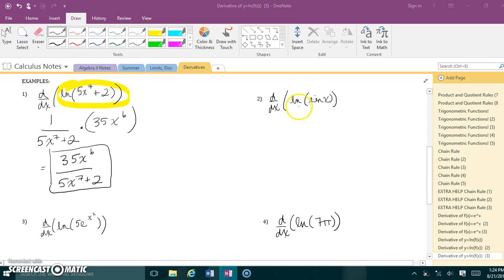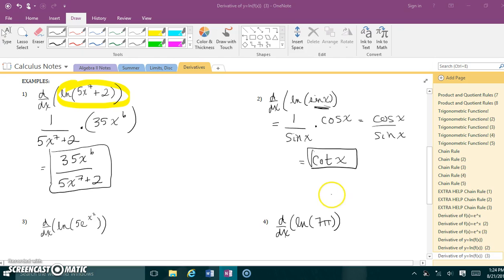Okay, derivative of natural log of sine of x. So the derivative of natural log of sine of x is 1 over whatever I'm doing the natural log of times the derivative of this. Derivative of sine is cosine, and that equals cosine of x over sine of x. Well, think back to pre-calculus. Cosine of x over sine of x is cotangent of x. All right, so that one simplifies nicely.